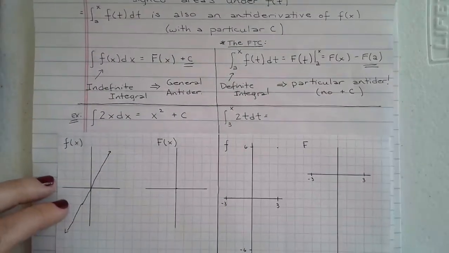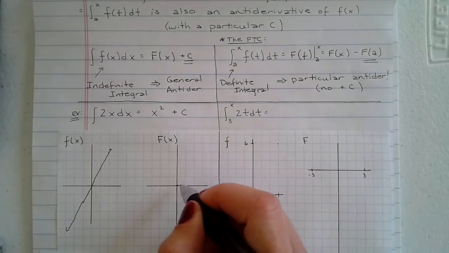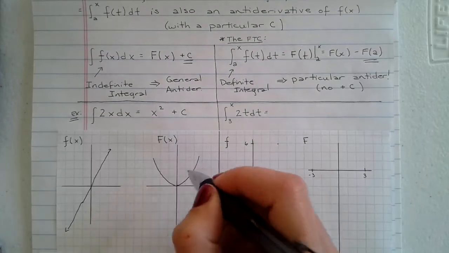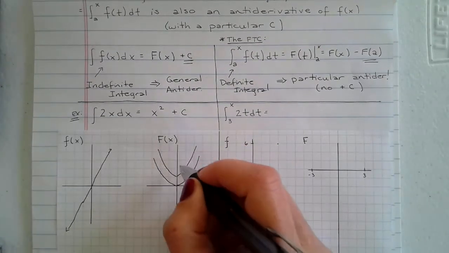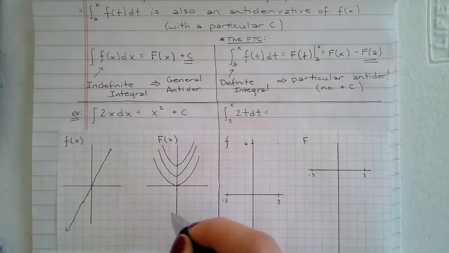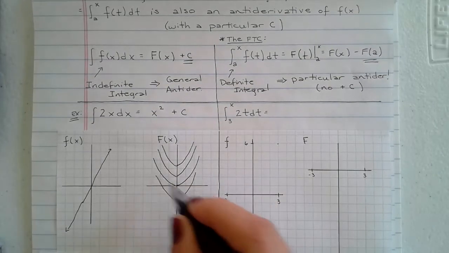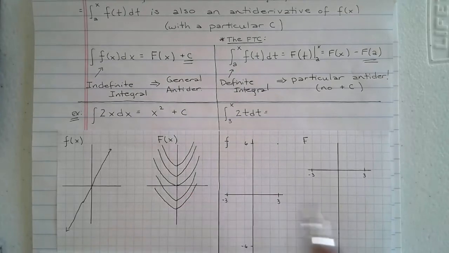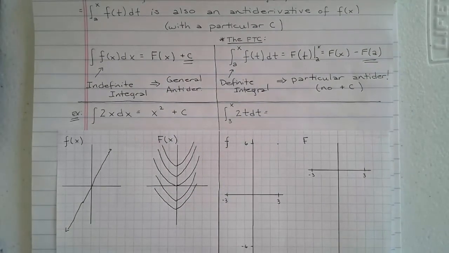Then we're going to draw a big F, but it's just a family of graphs. It could be this parabola. It could be this parabola. It could be this parabola if c is like 2.5. If c is negative, we'll have parabolas down here. And so what we end up getting is a whole family of graphs.